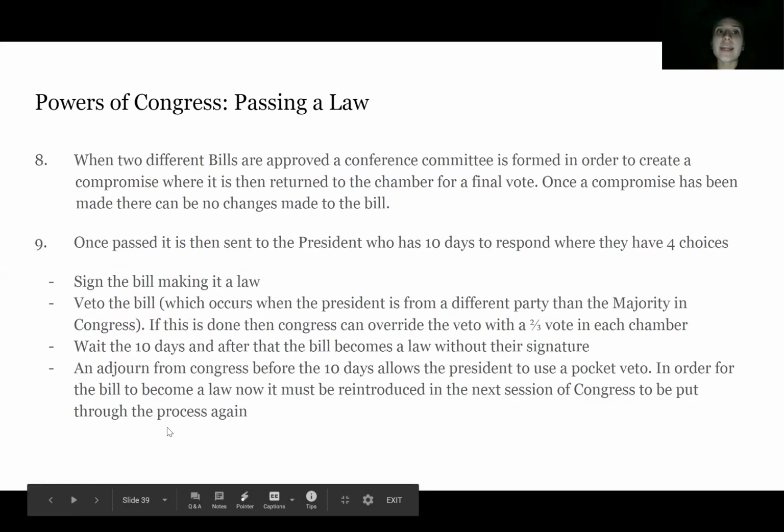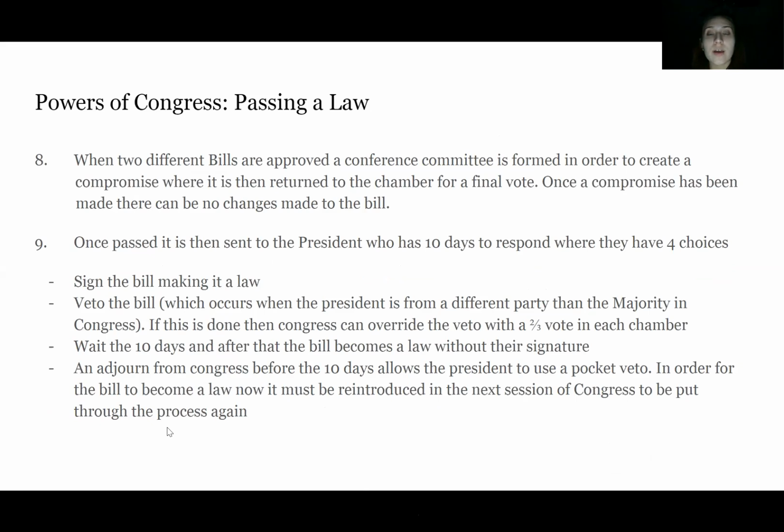Powers of Congress. Then, if that gets approved, the two different bills that were approved in the House and the Senate must come to a compromise to make sure it is one bill, one solidified thought. And oftentimes, if they can't find a compromise, it just ends there. If they are able to come to a compromise, then the chamber will have one final vote on it. And once there has been a compromise made, no amendments or changes can be made to that bill.